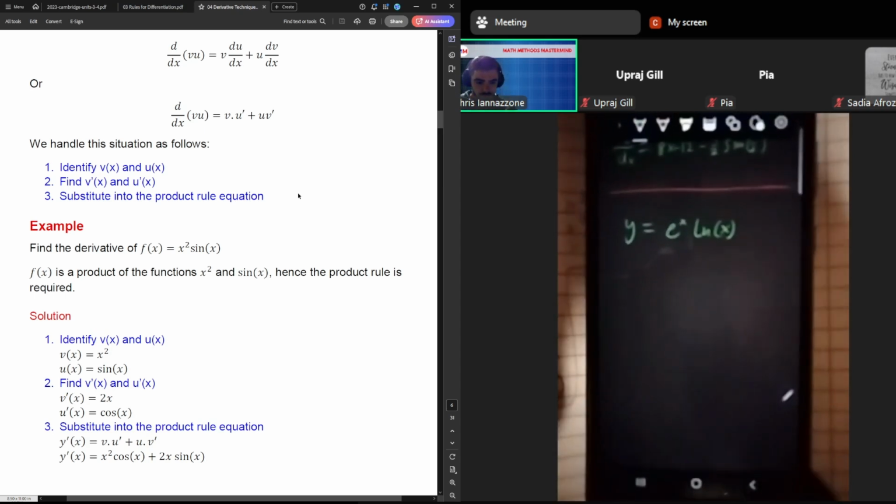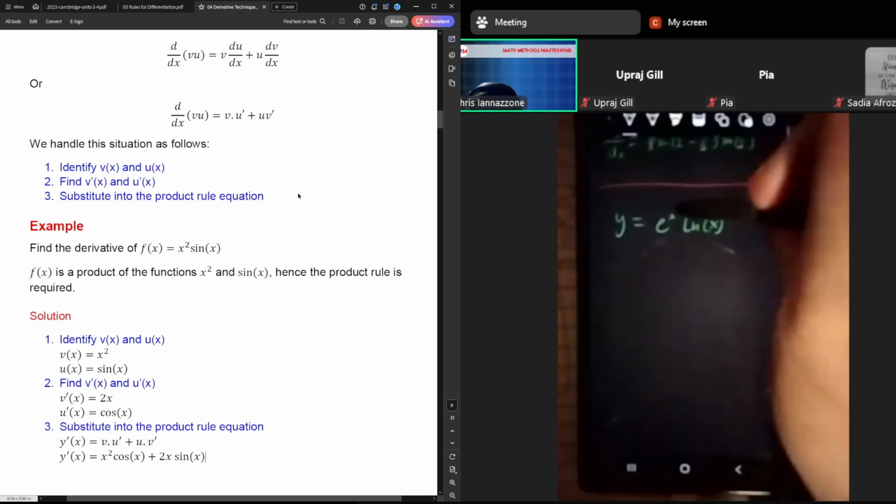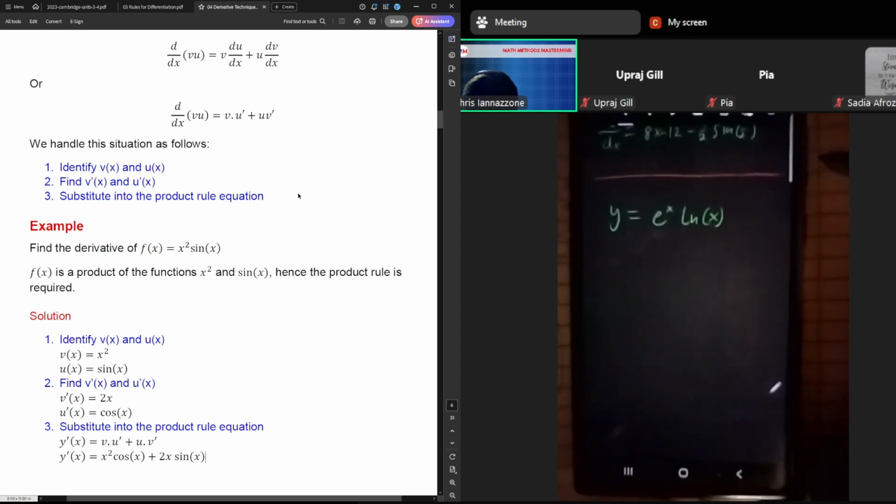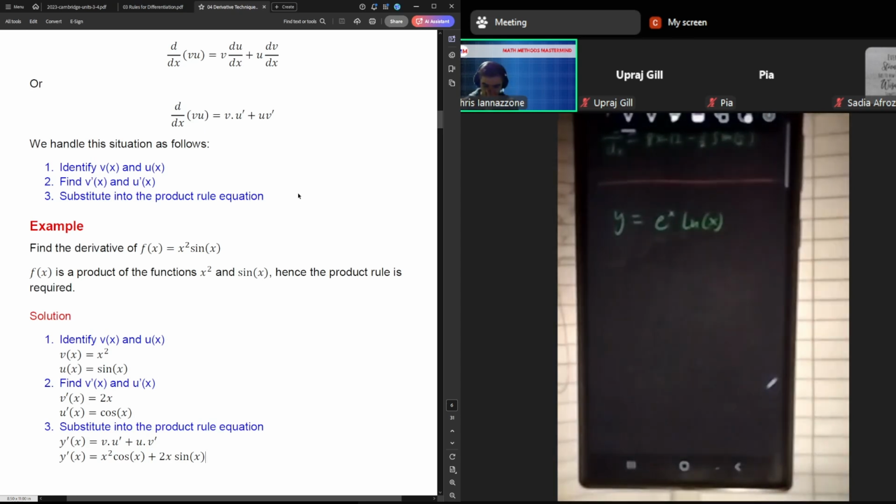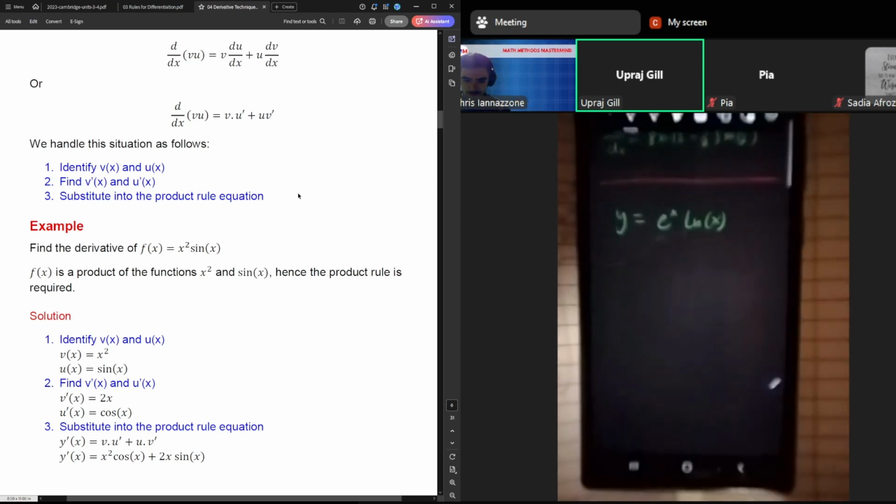So, what I have here is y equals e to the x natural log x. Do we need to use product rule here? And if so, why? We have to use it because y is a combination, like a product of two different functions.